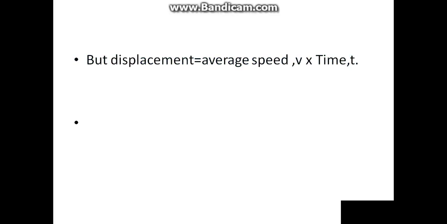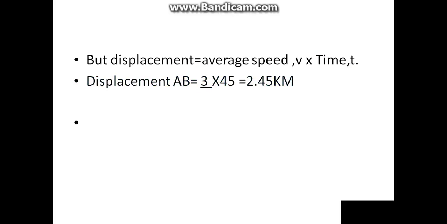But displacement is equal to average speed v times time t. Displacement AB is equal to 3 over 55 times 45, which will give us 2.45 kilometers.